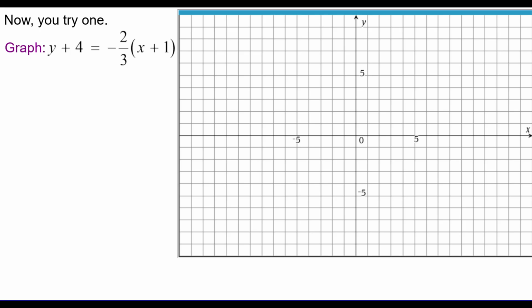Now you try one. Graph y plus 4 equals negative 2/3 times the quantity of x plus 1. Pause as needed and resume to check your answer. And remember, we're only going to show the answer.